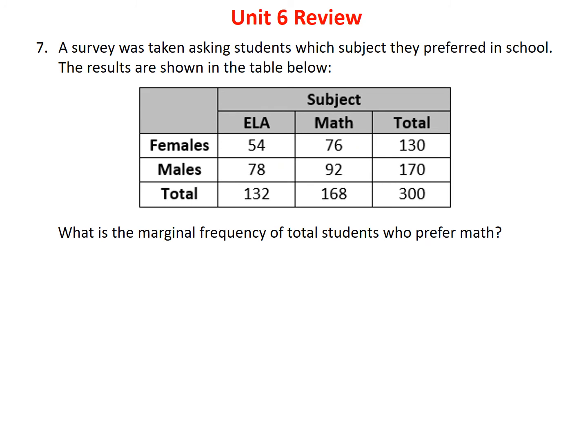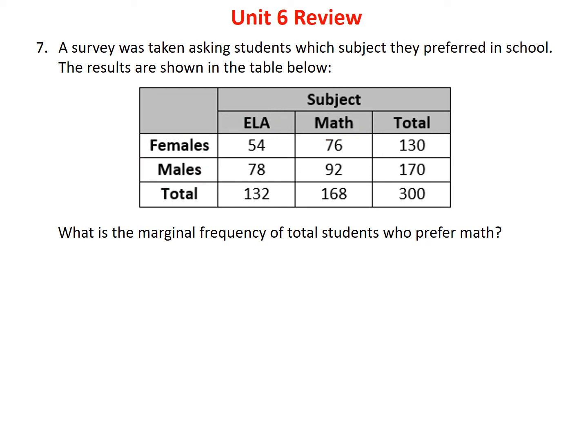Problem 7 involves a two-way frequency table. If you notice here on the frequency table, they're taking a survey and they're comparing males and females whose favorite subject is either ELA or math. And so they put all the data into this two-way frequency table.